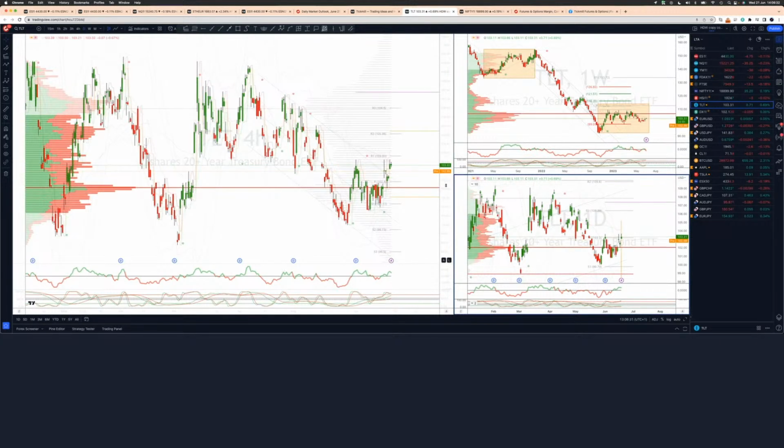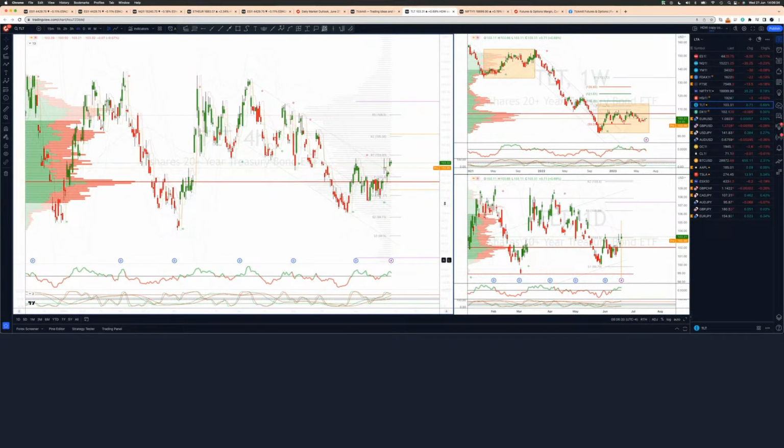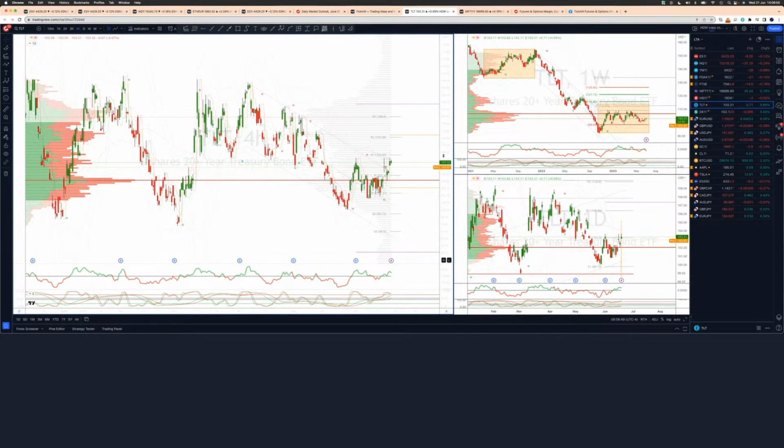Not much to do at this stage. I have two areas of interest in terms of TLT, which is the iShares ETF. So I use it as the bond proxy. I certainly am interested in accumulating or buying towards the 98.50s, as long as obviously we're seeing bullish reversal patterns on the daily time frame or the 4-hour time frame.